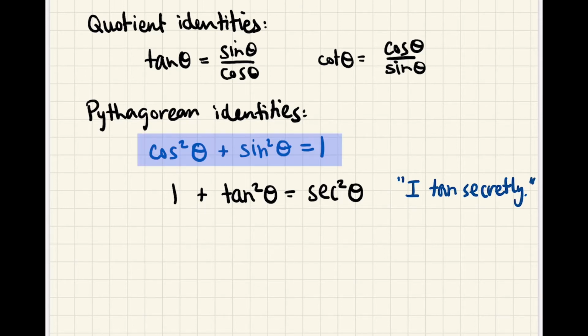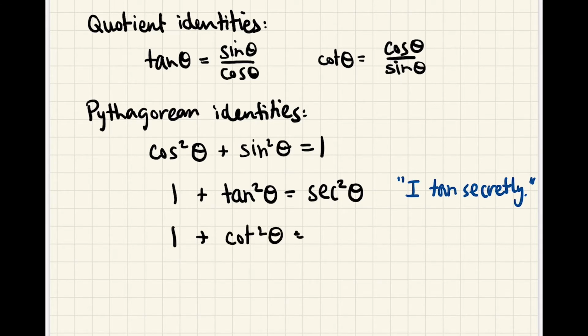Returning to this identity, if we instead divided both sides by sine squared of theta, we'd get sine squared of theta divided by sine squared theta, which is 1, plus cosine squared divided by sine squared, which is cotangent squared. And on the right, 1 divided by sine squared, which is cosecant squared. And the mnemonic for this one was 1 coat in the closet.